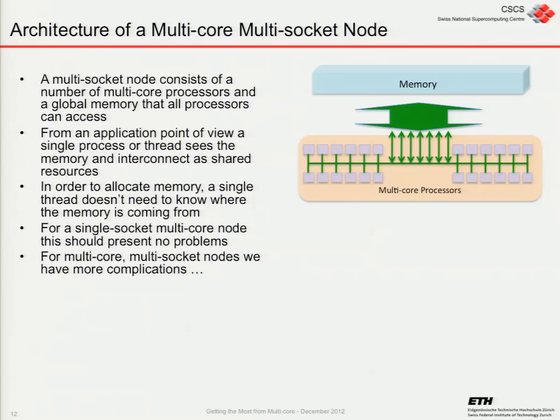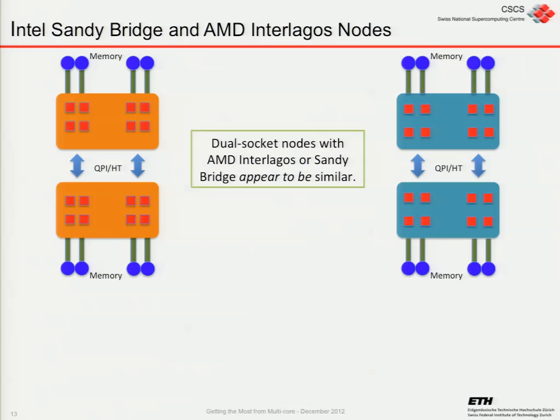So for a single multi-core node, those ones that we don't have access to, this isn't really a problem. But for multi-core and multi-socket nodes, we have some more complications. So just have a look at a couple of the nodes that we have at the moment that we can see. If you look at physically 2 of the machines that we'll be looking at, one is a Sandy Bridge cluster, and one is a Cray XE6 with Interlagos processors. We talk about it as being 2 Interlagos processors, and on the right-hand side. On the left-hand side, 2 Sandy Bridge processors.